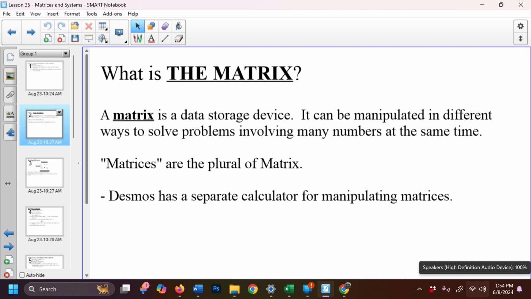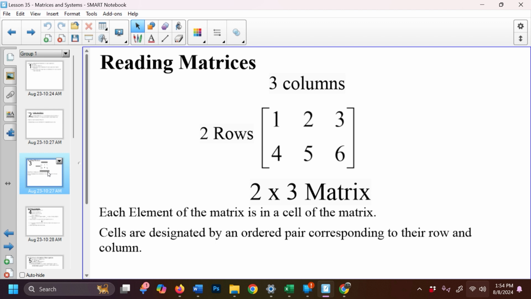In fact, we are only going to scratch the surface on matrices and talk about how to enter data into a matrix and how to use it to solve systems of linear equations. But matrices have lots of applications outside of what we are using it for today. When you're reading a matrix, it is defined by its rows and its columns. So you count the number of rows it has, and you count the number of columns it has, and that defines the dimensions of the matrix.